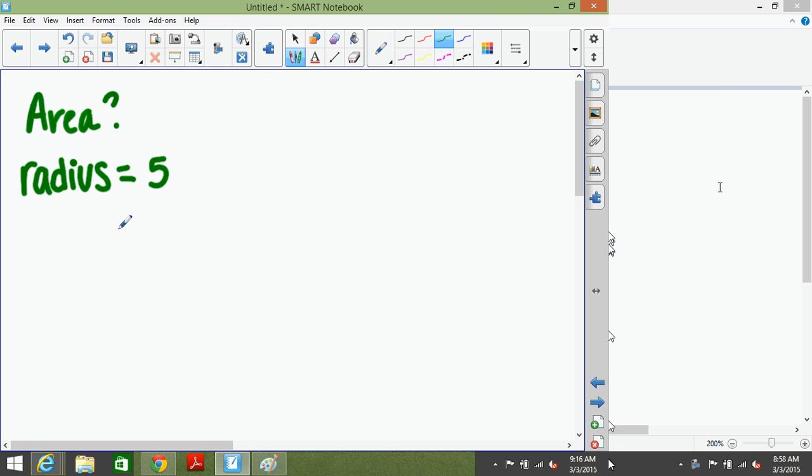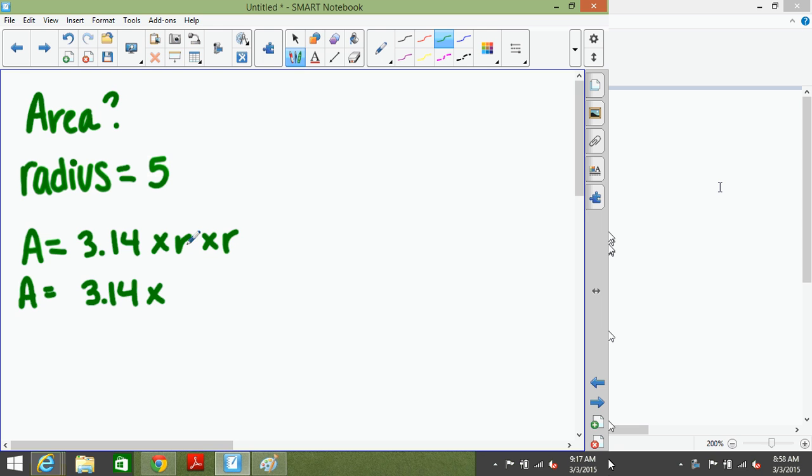Okay, this time let's solve for area. The radius is 5. You ready? Okay, first of all, what's our formula? 3.14 times R times R. Now, the radius is 5. So what do I plug in place of R? What do I put here? 5 times 5. Okay, plug that into your calculator and see what you get.